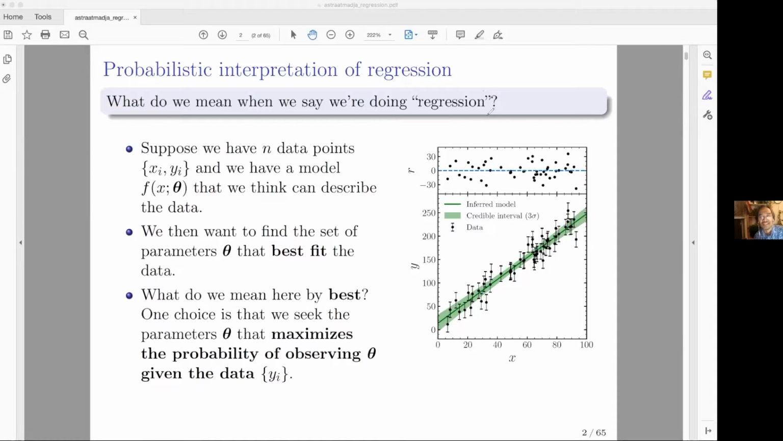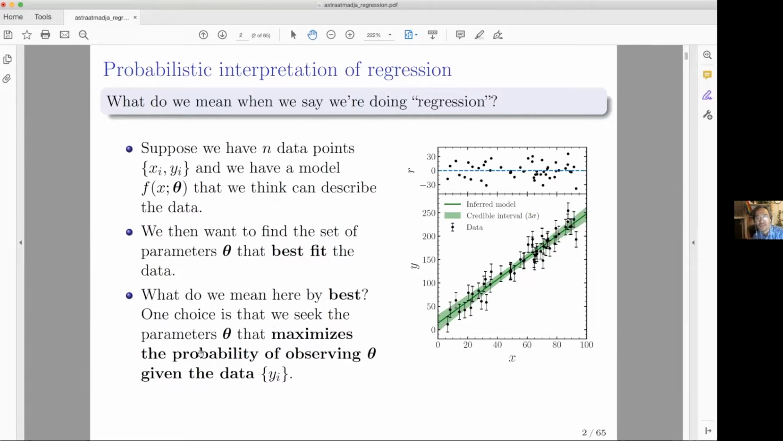Okay, so in principle, when we want to do regressions, we basically want to fit a model that we think can describe the data. So what we want to do is find a set of parameters that best fit the data. So what we have to define is what we mean here by best and best fit.